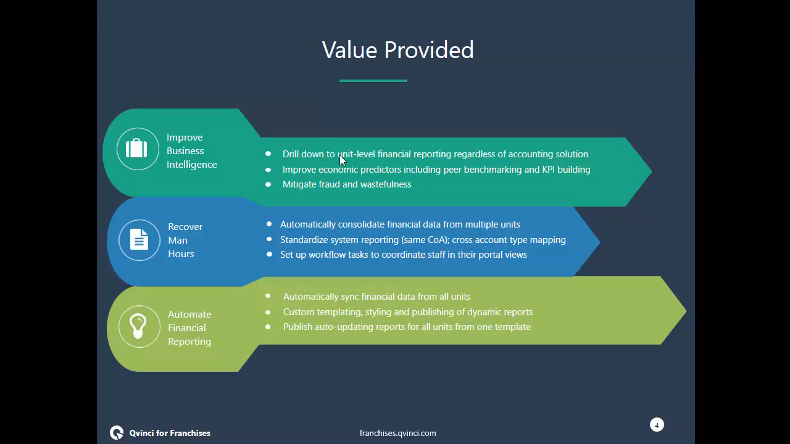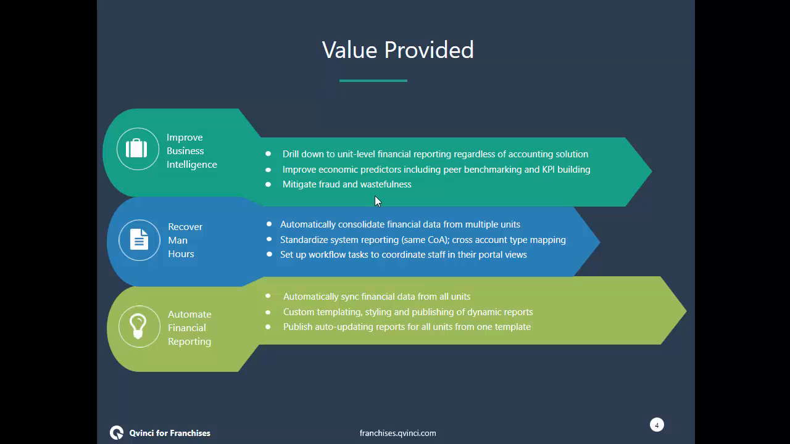So the value that we provide, we're going to give you improved business intelligence. When you log into the portal, you're going to be able to drill down to unit-level financial reporting data, regardless of the accounting solution. We don't care if it's QuickBooks Online, QuickBooks Desktop, Xero, QBO, QuickBooks Online, QuickBooks Desktop 2010, Accountant, doesn't matter. We're going to give you the same experience. We're going to improve your economic predictors, including peer benchmarking and KPI building. And when you look at the demo of the application, you'll see how you can standardize reporting across all your units and then begin to do some actual business intelligence and analysis for you, and your franchisees can do the same kind of thing anonymously. It's going to help mitigate fraud and wastefulness.